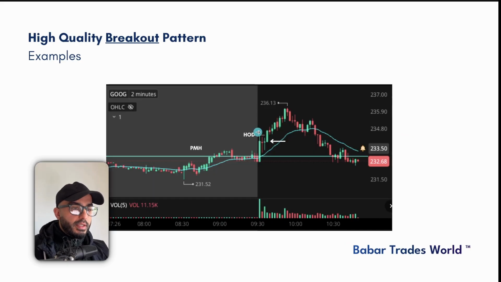Again, Google here, it wanted to go above this pre-market high, which is the blue line. It did. It started to rest above the pre-market high as well as the 20 moving average. It sort of looked like a flag breakout, and as soon as you see the high of day get broken, the rest is history. It's just going towards a high.